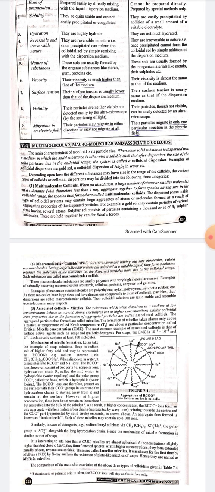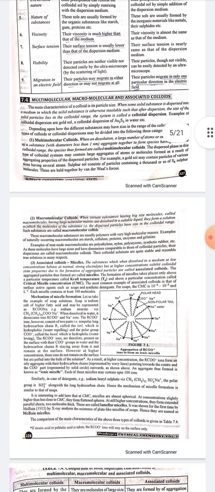Depending upon how different substances may have size in the range of colloids, the various types of colloids or colloidal dispersions may be divided into the following three categories. Number 1, multimolecular colloids. When on dissolution, a large number of atoms or smaller molecules of a substance with diameter less than 1 nanometer aggregate together to form species having size in the colloidal range, these species thus formed are called multimolecular colloids. The dispersed phase in this type of colloidal system may contain large aggregates of atoms or molecules formed as a result of aggregating properties of dispersed particles.